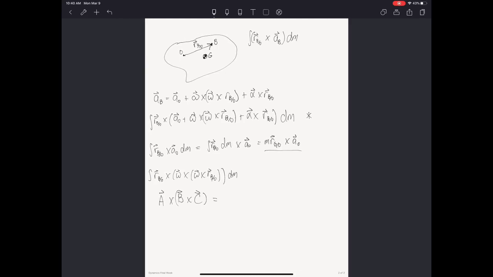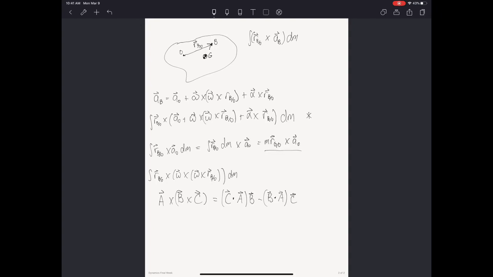A cross B cross C is equal to... I have to think of this equation here for a minute, make sure I don't make a mistake. C dot A times B minus B dot A times C. I'm confident this is correct. So, as confident as I can be at this moment, this triple product can be applied to simplify, quote unquote, the expression above. So I will.